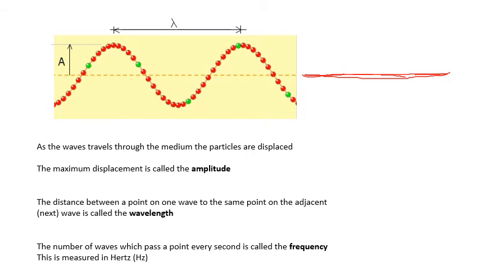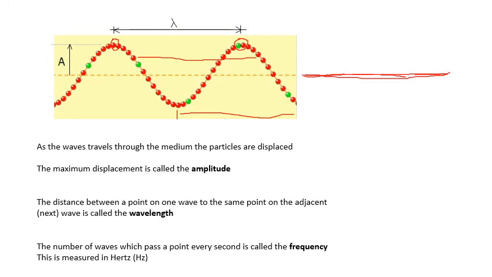The distance between a point on one wave to the same point on the adjacent wave, the next wave, is called the wavelength. So here from the crest of that wave to the crest of that wave, that distance is a wavelength. Or you could do it from trough to trough, or from any point to the same point on the next wave. So it's actually the distance between points on adjacent waves which move in phase. They go up and down together, and that's the wavelength.